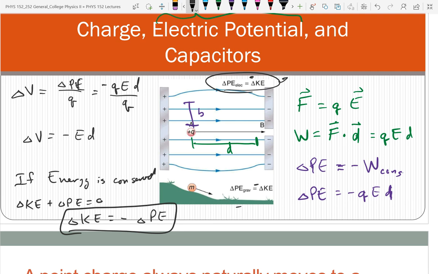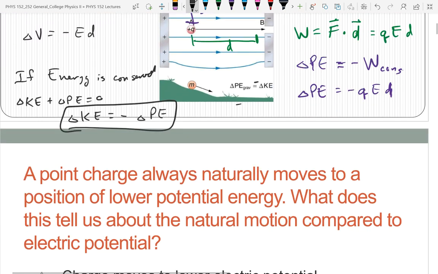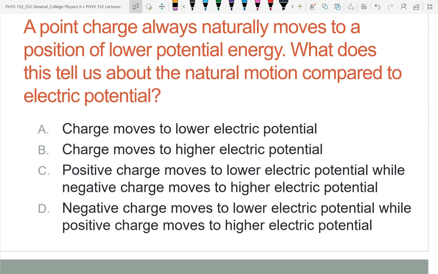So that's, in a nutshell, 3/4 of today's lecture is going through these ideas. So now let's look at it a little more slowly, starting with a question that we ended last class period with. A point charge always naturally moves to a position of lower potential energy. What does this tell us about the natural motion compared to electric potential?